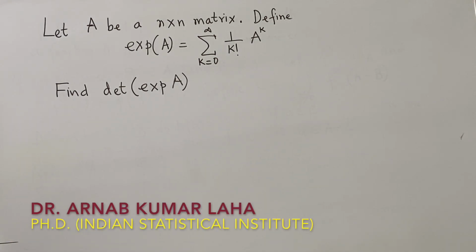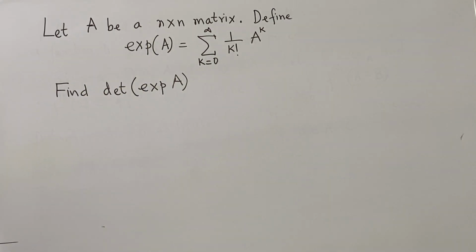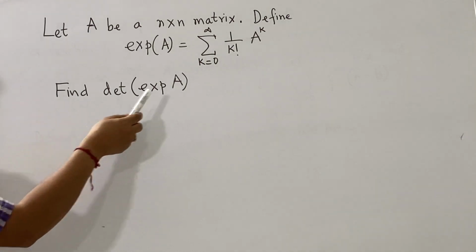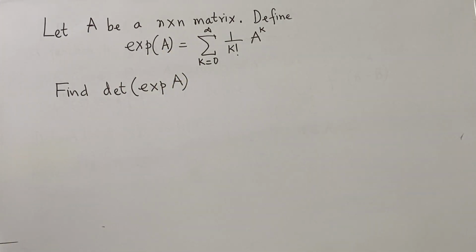In this edition, we look at this problem. Let A be an n cross n matrix, and we define the exponential of A as the summation of k equal to 0 to infinity, 1 by k factorial, A to the power k. Now, the problem asks us to find the determinant of this matrix, exponential A. To do this, we will use the eigenvalues of the matrix A.